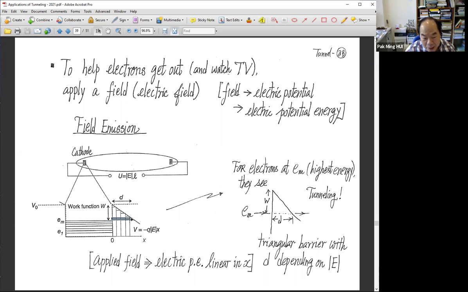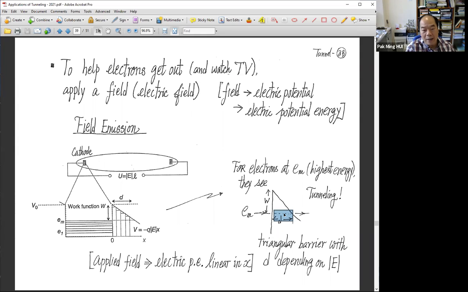Again, immediately you see, if I apply a stronger field, the line will be even more inclined, and the barrier will be smaller, okay? So there is a distance to tunnel through, and the higher the field, the smaller the distance. Everything makes sense. You apply a stronger field, more electrons can come out. That is field emission, okay?